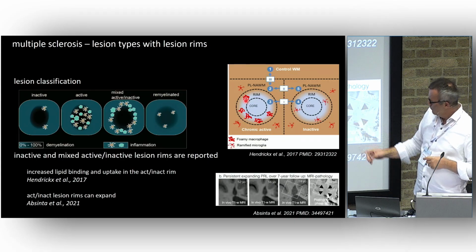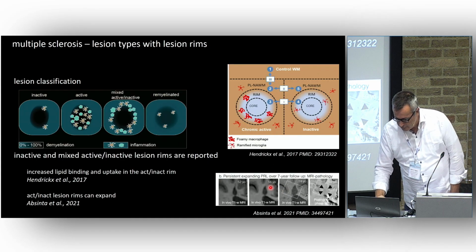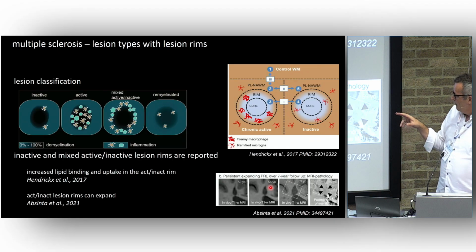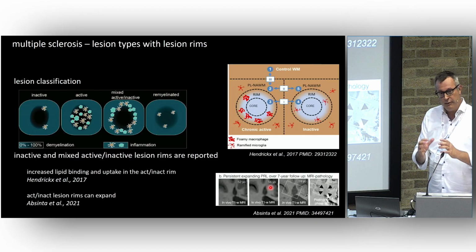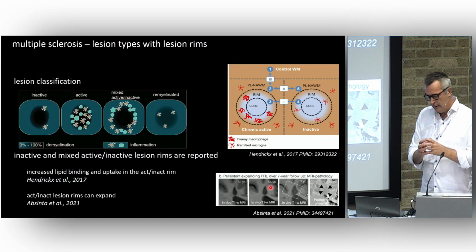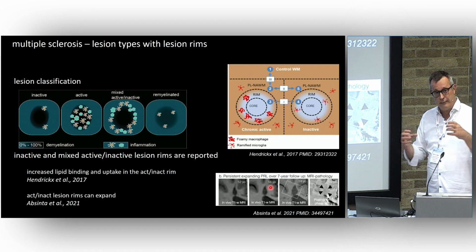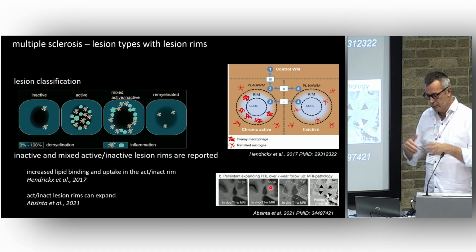And this is work from Martina Absinta that she published 2 years ago. You can also follow some of these lesions in MRI in patients, and then she could show that in these mixed lesions, you can detect the rim because the rim is loaded with iron, and she saw that these rims were expanding, meaning that over time these rims are growing.